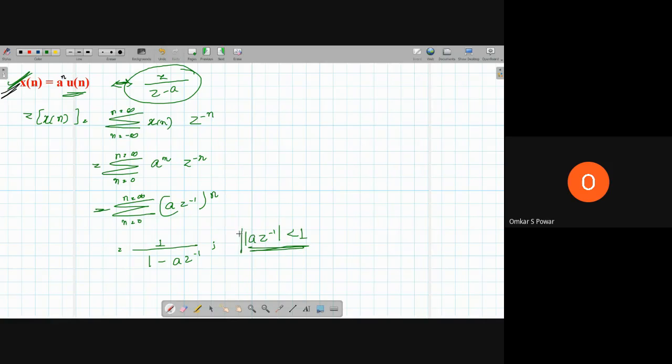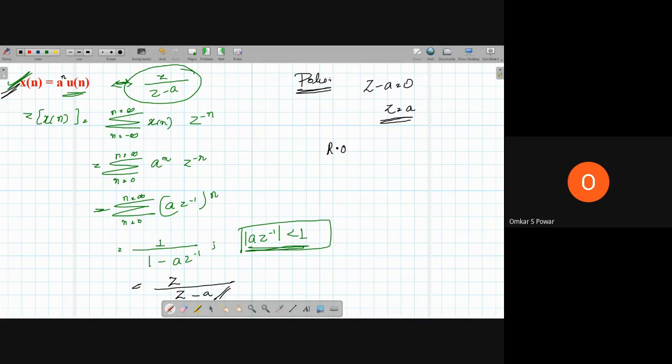So this helps us in solving the ROC. So how can you further simplify this one? Multiply and divide by z. So you'll get z by z minus a. So in order to get the poles and ROC, same procedure. In order to get the poles, equate the denominator to 0. So z minus a is equal to 0. We have a pole at z is equal to a.